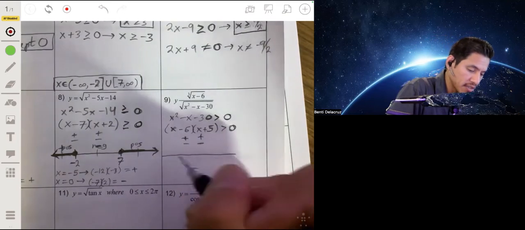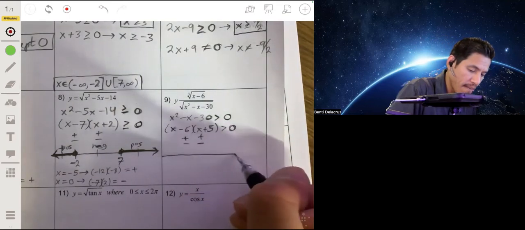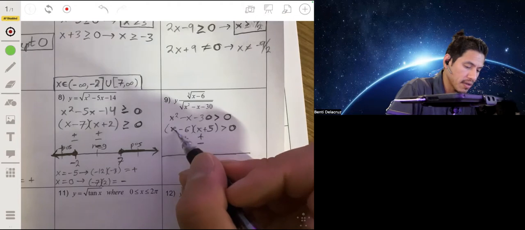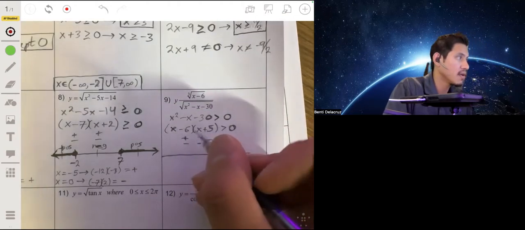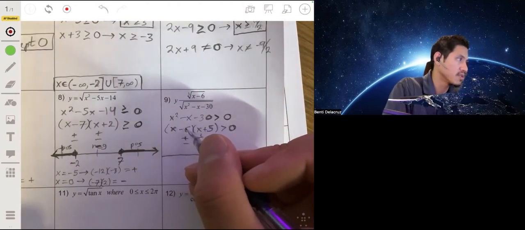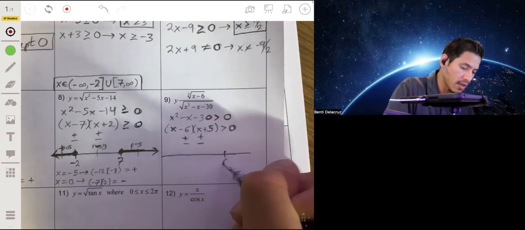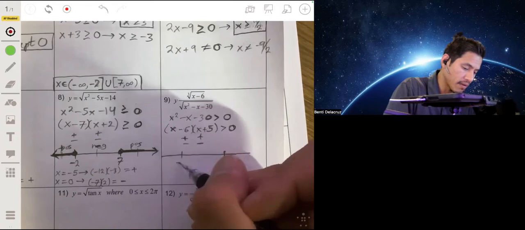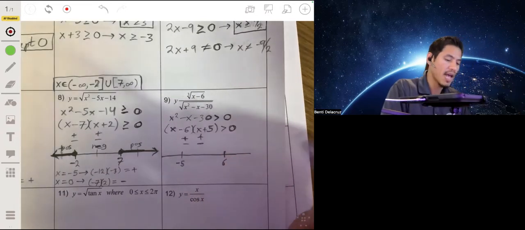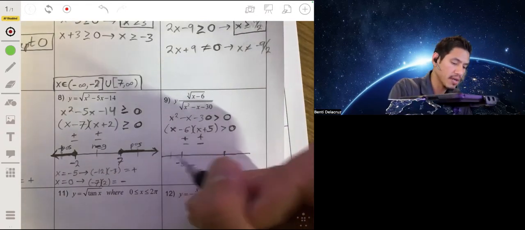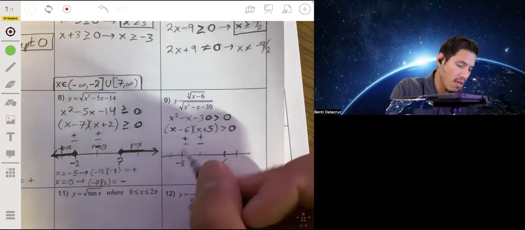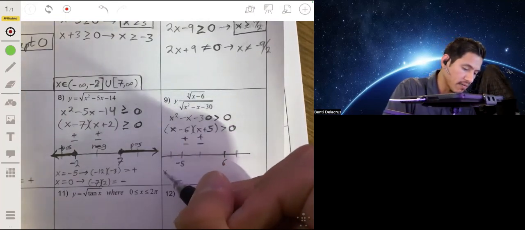So again, I advise making a number line at the zeros of these two factors. So x minus 6, if you solve for the 0, that would be 6. And then solve for the 0 of x plus 5, that would be -5. And then we test numbers in here, and here, and in here, and see what happens. So again, we can test like -10.